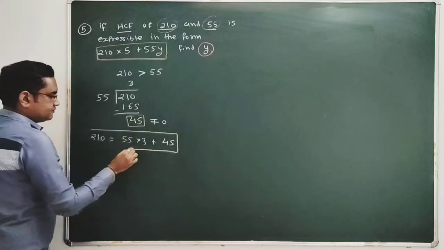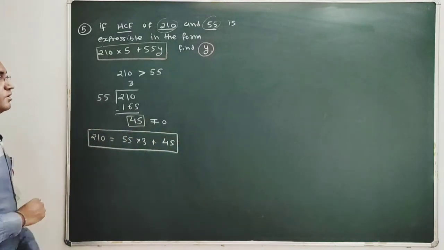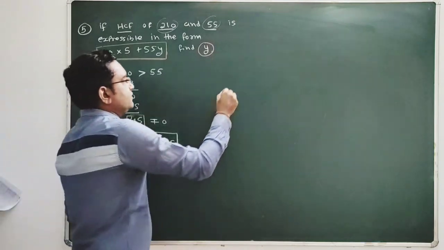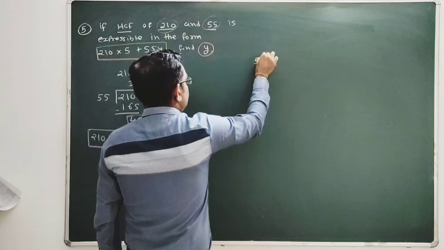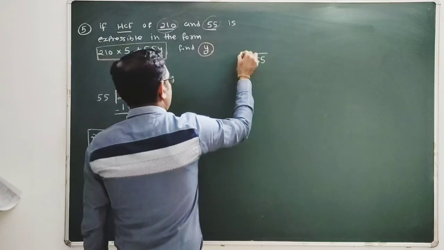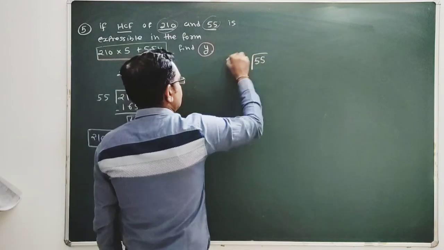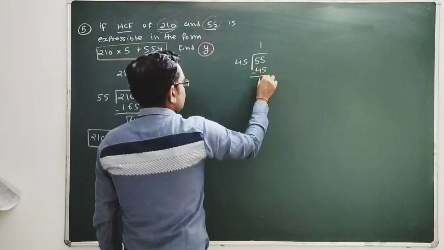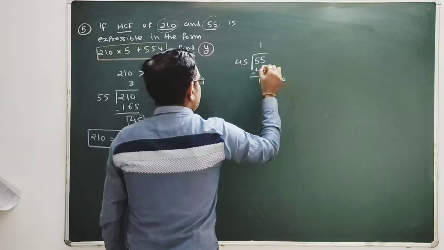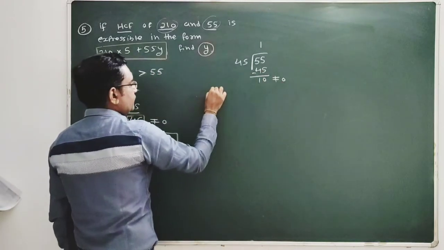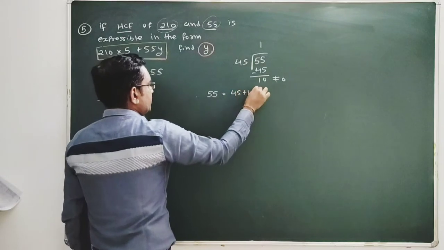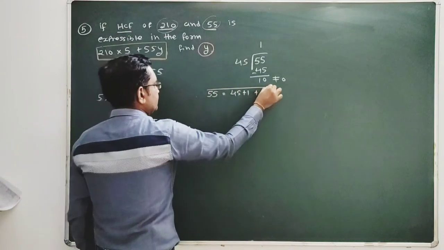further apply Euclid's division algorithm, and for that we will consider this 55 as a dividend and this 45 as a divisor. So 45 ones are 45. Subtraction, we are getting 10. Again the remainder is not 0, therefore 55 is nothing but 45 times 1 plus 10.